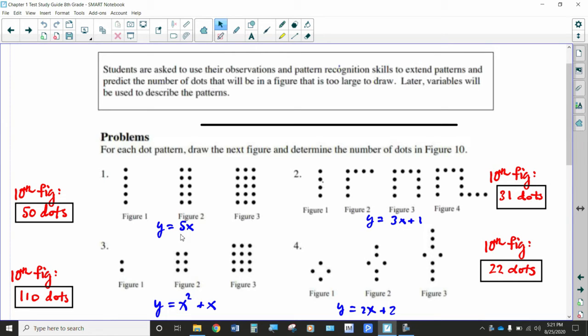It didn't ask you to find a rule, but I put the rule in there. You look at this, and it's growing by 5 every single time. So the number of dots is always 5 times the figure number. So the 10th figure would be 5 times 10, which is 50.